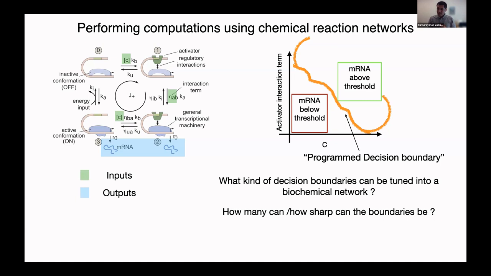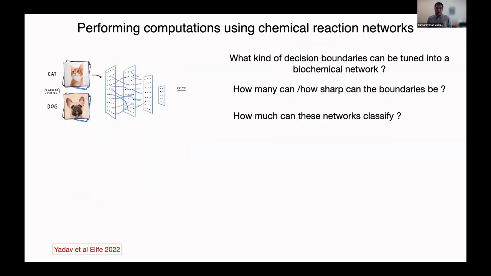How sharp can those boundaries be? And how much can these networks actually classify? So we'll try to build up theories that try to answer questions of this sort. And there is a precedent to asking questions of this sort in a very different field. If you take the classic example of classifiers, and here I have this cartoonish version of a classifier.